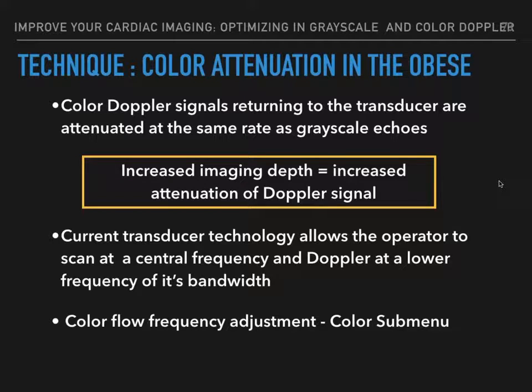Current transducer technology allows the operator to scan at a central frequency and Doppler at a lower frequency of its bandwidth. So when utilizing color Doppler on an obese patient, you notice that color flow isn't filling in. This is due to the attenuation of Doppler signal by the increased imaging depth. So in order to strengthen that signal, you can actually go to your color submenu and lower your color flow frequency. So here's an example.